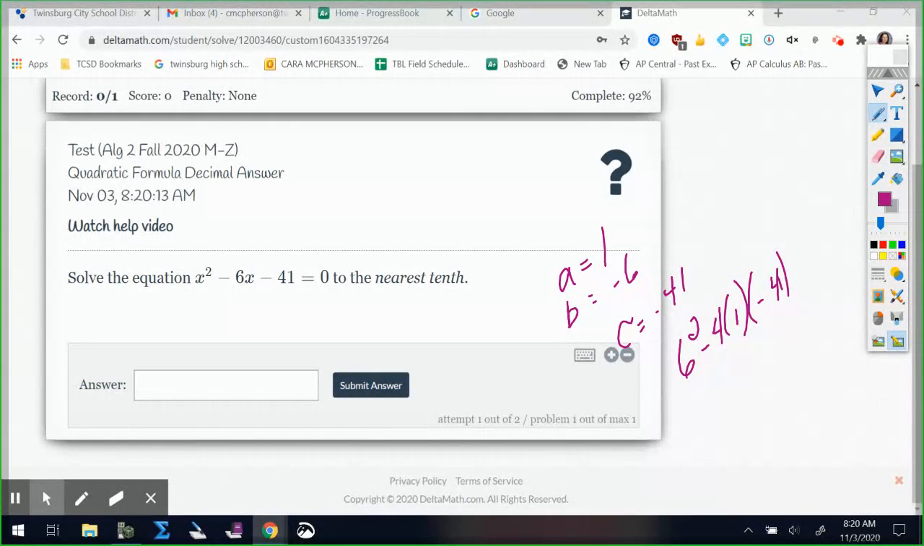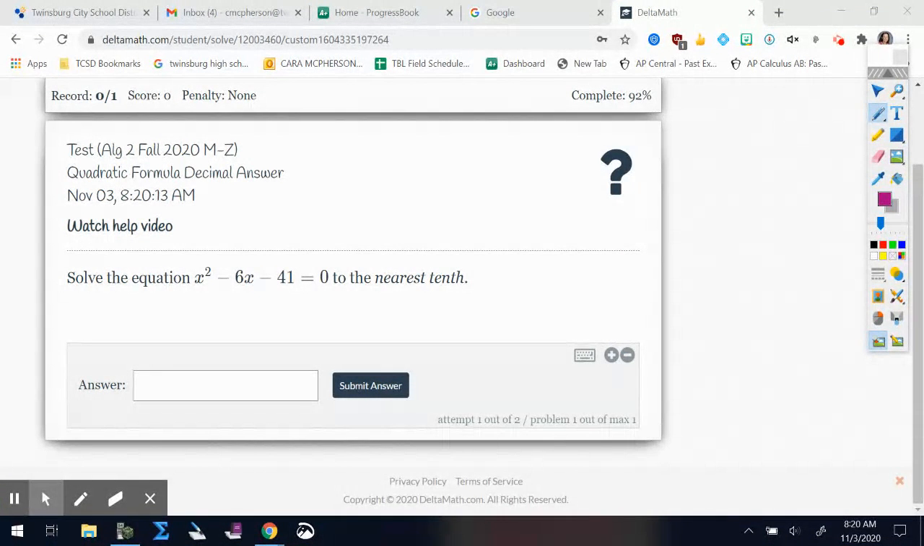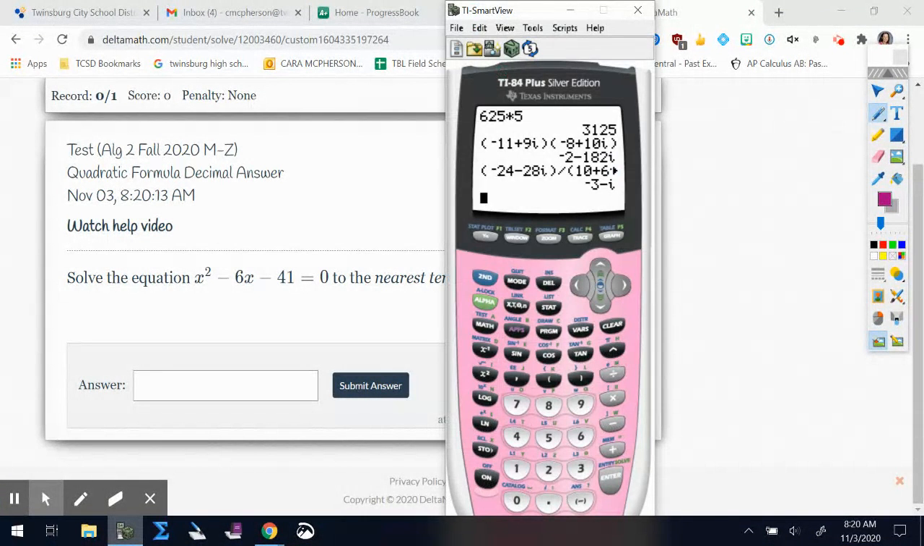So I'm going to go to my calculator now. My discriminant is 200 and jot that down. So on my calculator, I'm going to put my numerator in parentheses, so opposite of b, 6, plus or minus, I'm going to do the plus first, the square root of 200, because that was my discriminant. Close that parentheses, that's your numerator, divided by 2 times a, 2 times 1 is 2. So one of your decimals is 10.1.